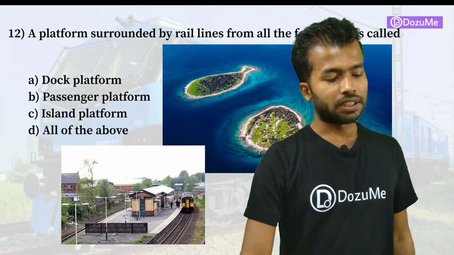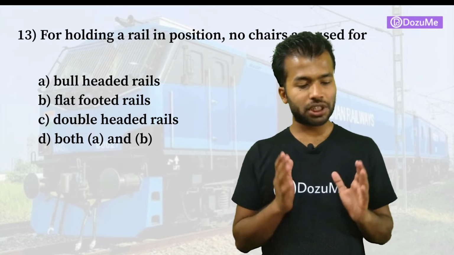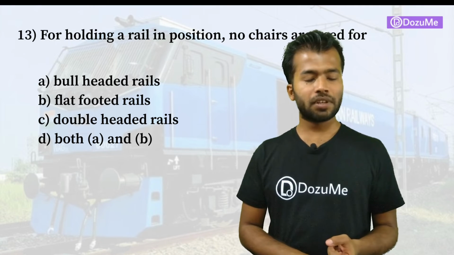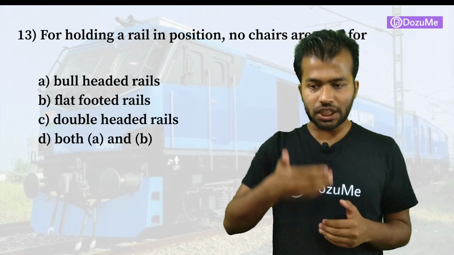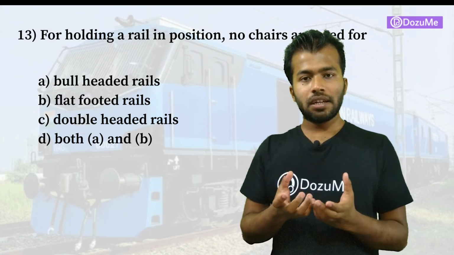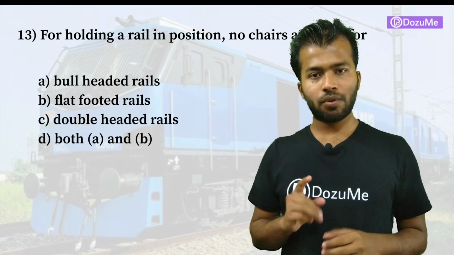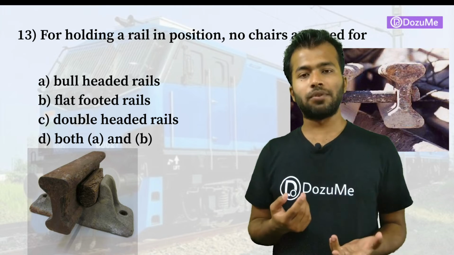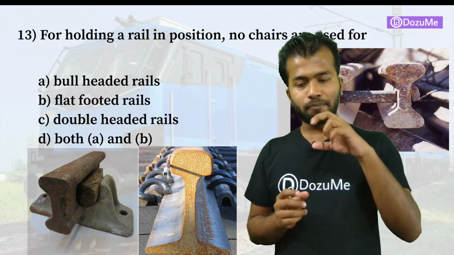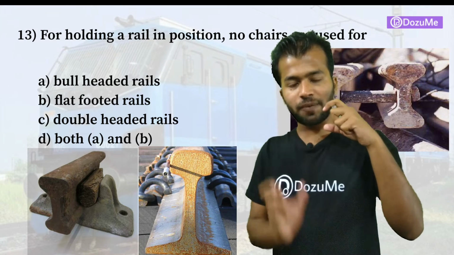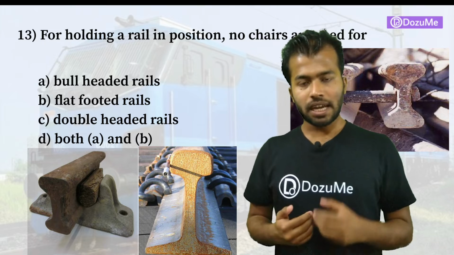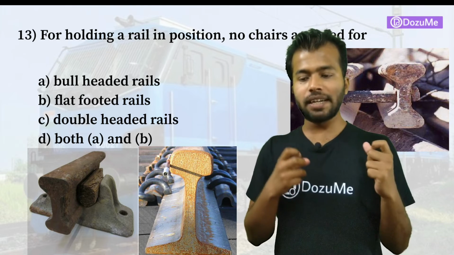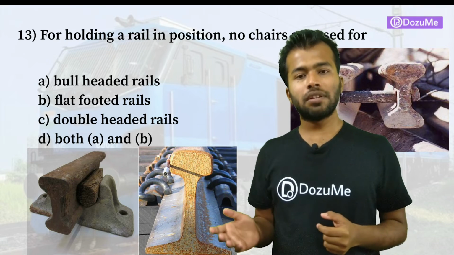Question number 13. For holding a rail in position, no chairs are used for: bull-headed rail, flat-footed rail, double-headed rail, or both A and B. Depending upon the cross section and the amount of material, there are three kinds of rail: bull-headed, double-headed, and flat-footed. If the rail's head is much larger than the footer section, it is termed bull-headed. If the footer section is much larger than the head, it is flat-footed. If the head and footer are the same, it is double-headed.